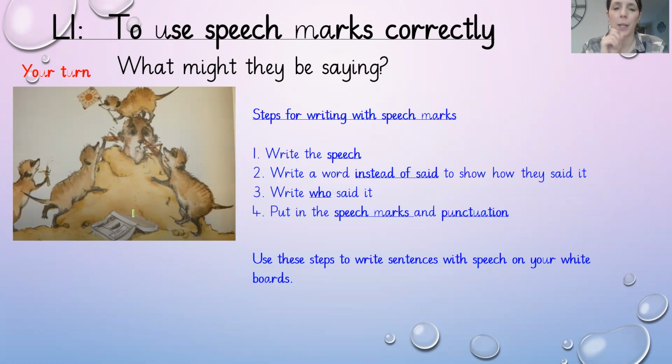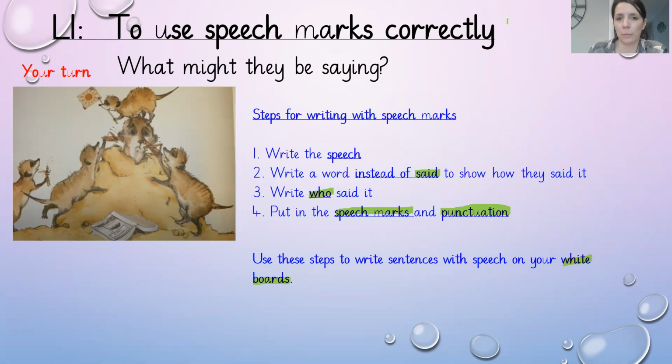Okay, well done. Now I would like you to write your speech. Remember to follow the steps. Number 1, write the speech. Number 2, write a word instead of said to show how they said it. Number 3, then write who said it. And then last of all, number 4, you're going to put in the speech marks and the punctuation. Okay, so you can have a go at writing 1 or 2 sentences with speech marks. You can do this on your whiteboard, okay, to practice. And when you're ready, you can press play and I'll show you another example.